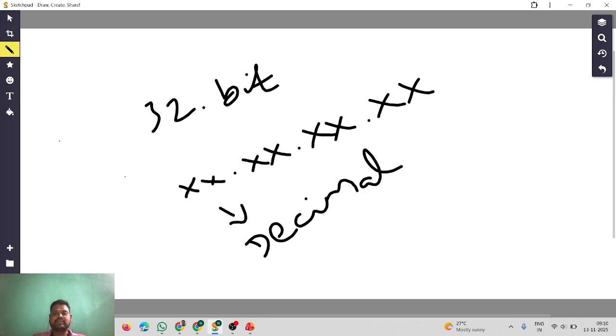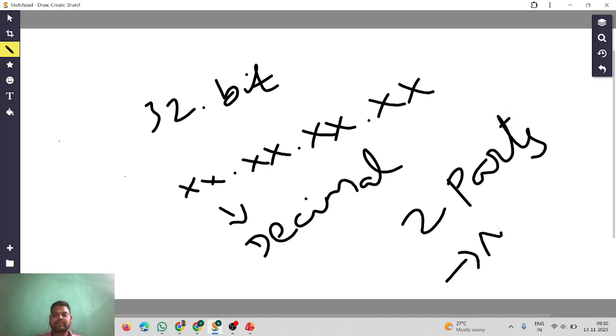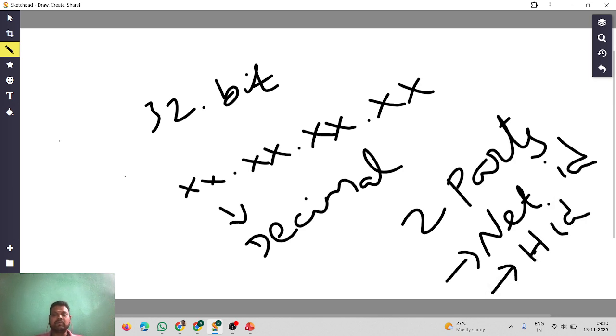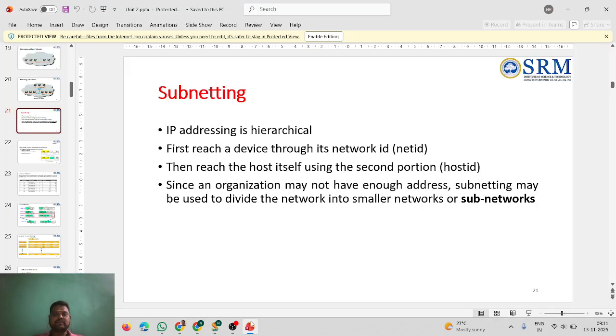It consists of two important parts in the IP address: one is the net ID, and the other is the host ID. So the 32 bits are divided into two parts: net ID and host ID. With this basic introduction, let us get into subnetting.